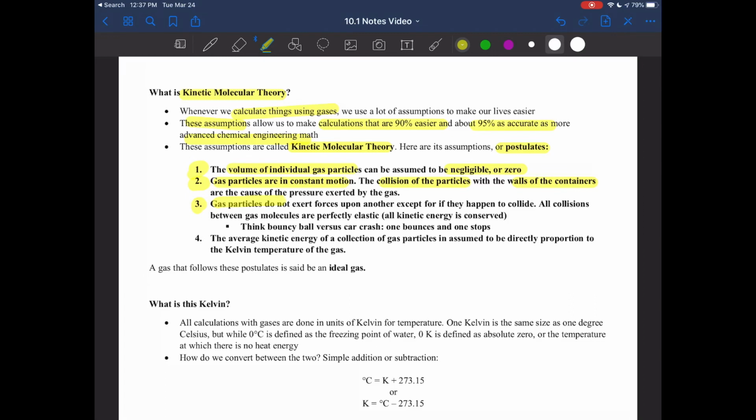Third postulate: gas particles do not exert forces upon each other unless they collide. And if they collide, the collisions are perfectly elastic. So when you get to advanced chemistry, it turns out molecules do exert forces upon each other if they get close.